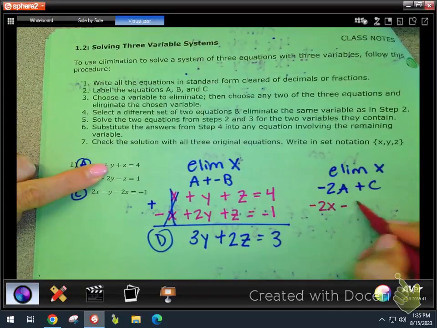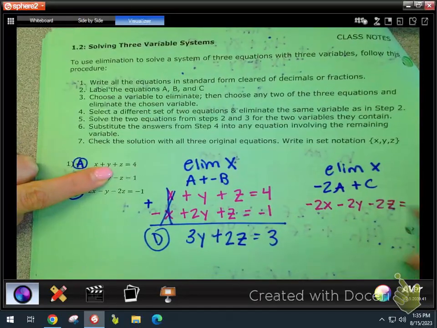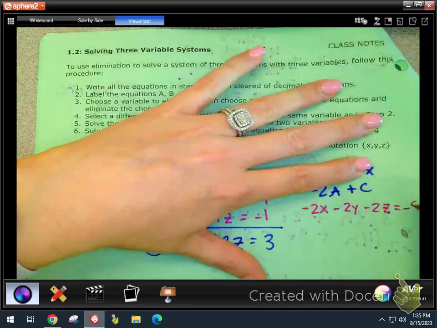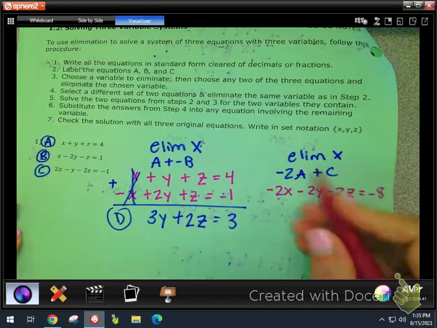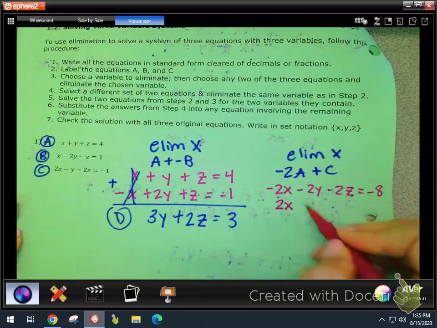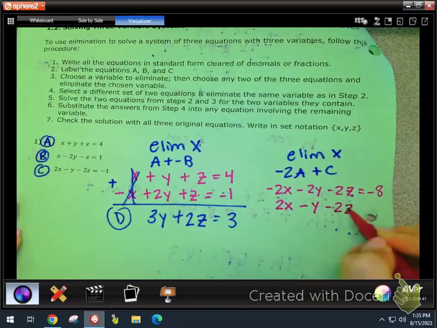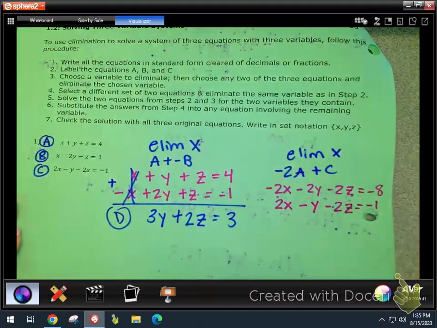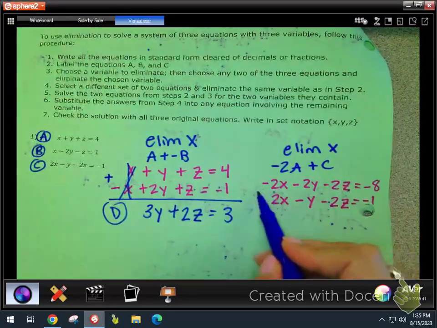-2x minus 2y minus 2z equals -8. Equation C did not have to change. 2x minus y minus 2z equals -1. Add them up.